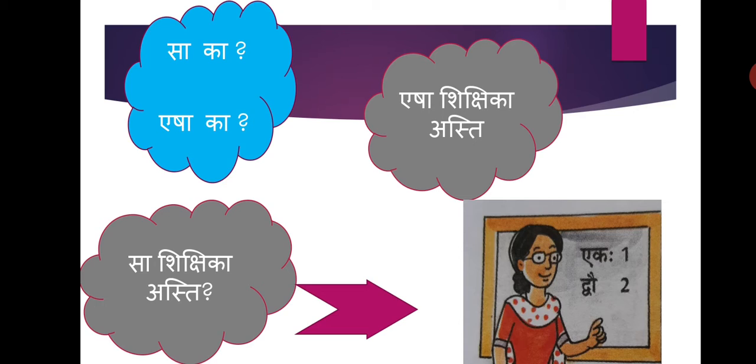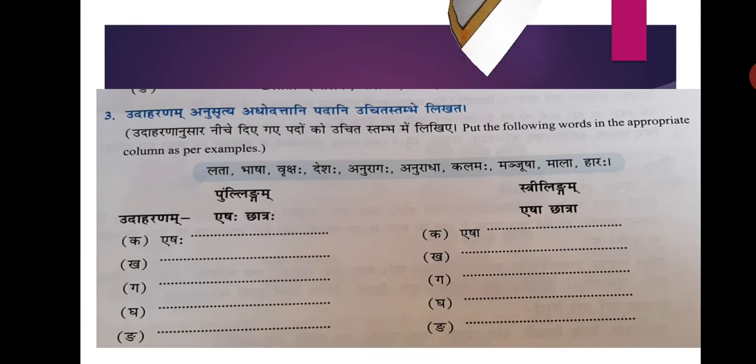So, "Sa Ka", who is she? "Sa Shikshika asti", she is a teacher. "Esha Ka", who is this? "Esha Shikshika asti", this is a teacher. The meaning of this conversation is that we are using all three pronouns. Now see, we have learned about "Sa" and "Esha", and we have also learned the word "Shikshika". So, we are joining these nouns and pronouns, and making sentences by using Kriya Pad.